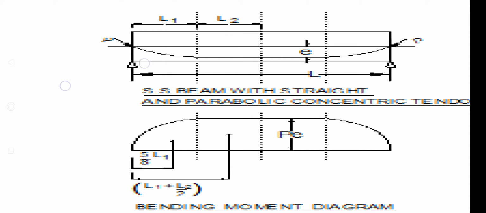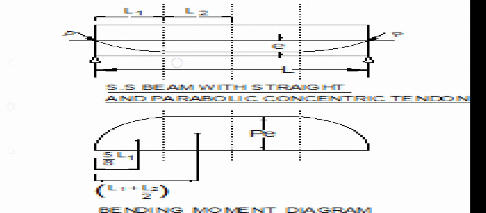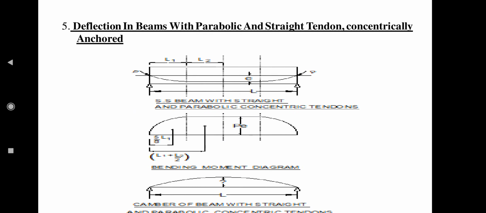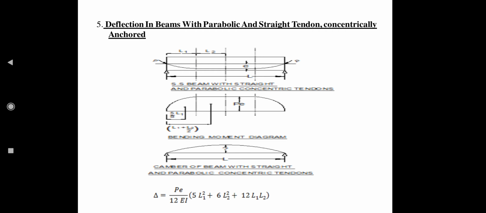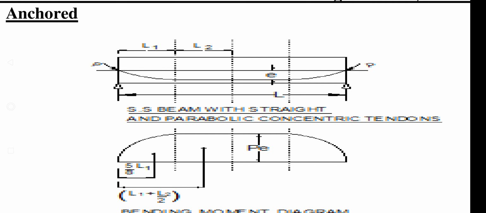So from here to here it is parabolic and it is linear here. So in this condition, what is the deflection of a beam? In this condition, the deflection of a beam is calculated using this equation, where L1 is the length from the support to the point where the direction of a cable changes, and L2 is the length from the point where the direction of cable changes to the midspan.